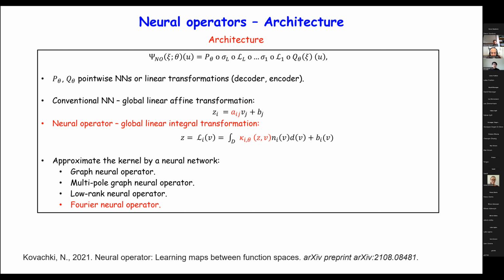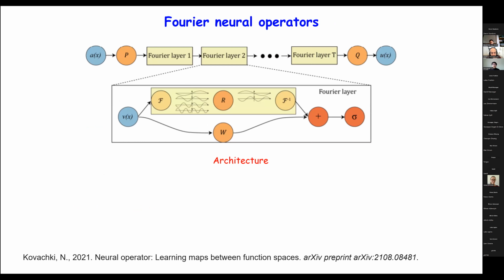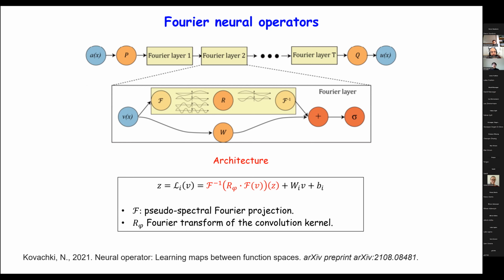And today I will be focusing on a very successful architecture that we have found, which is called Fourier neural operator. So the idea of Fourier neural operator is that we're going to replace the global linear layer with the so-called Fourier layer. Now the idea of the Fourier layer is that if we were given an input, first we're going to conduct a Fourier transform on our input, and then the key idea here is that convolution in the real space is a multiplication in the Fourier space.